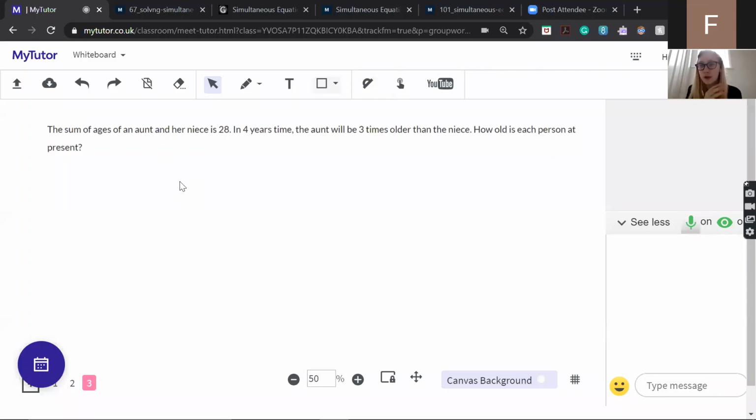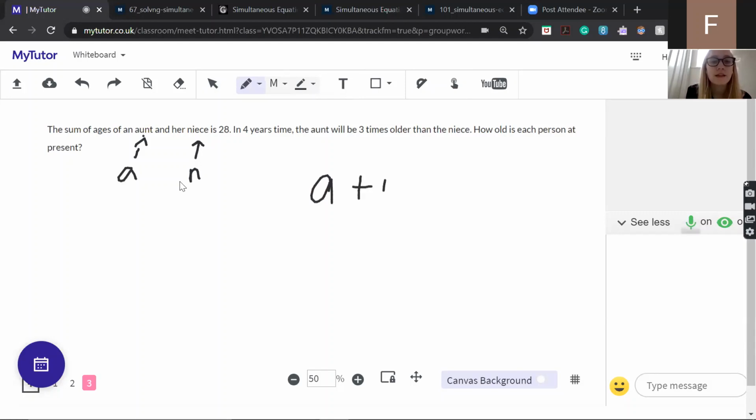But if you ever get a horrible word question like this, I encourage you to assign some letters. Maybe let's call the aunt's age A and the niece's age N. That feels intuitive. Then just write some equations based on what we have. The sum of ages of an aunt and her niece is 28. Easy, there's one equation. Now remember, we can't solve anything from this. It could be anything. She could be 26 and 2, or 27 and 1.